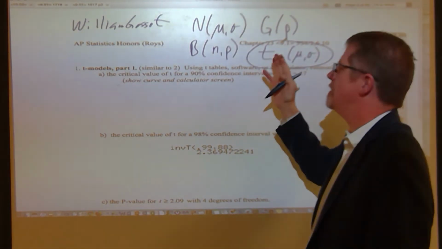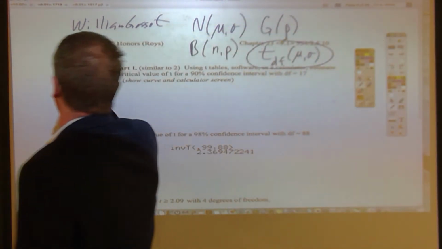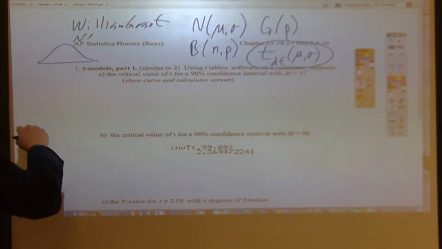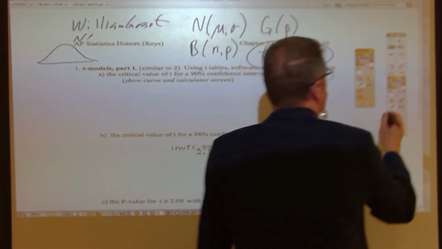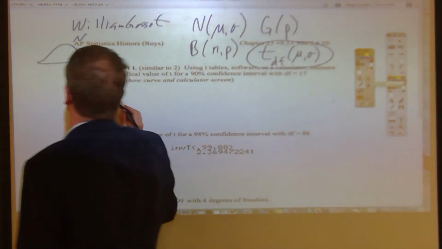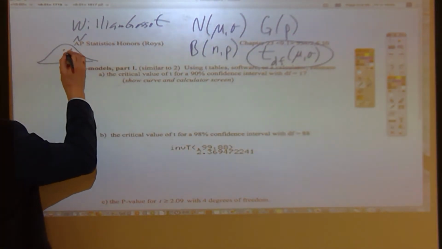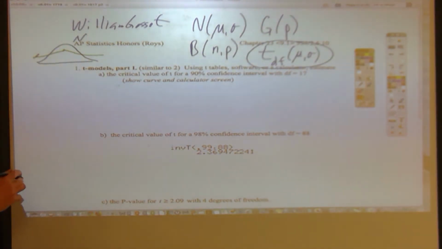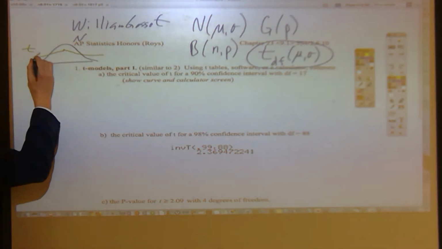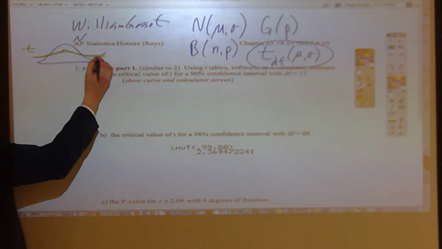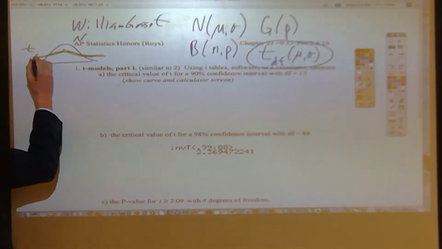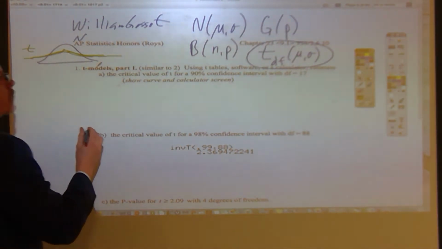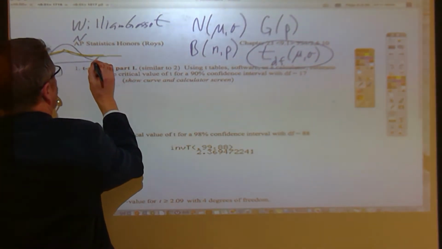And he came up with a T model, which is just like a normal model, but to turn a normal model into a T model, you need more area in the tails. So a T model looks just like a bell curve. It is a bell curve, except it's more spread out. And so basically, you have to have really, really bad values.